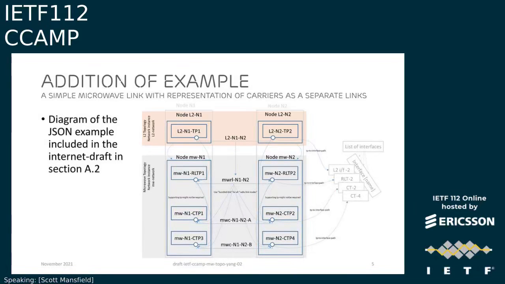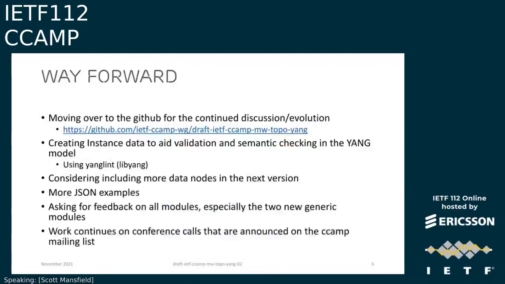So this is an ASCII art picture that's in the draft that shows what we've done. We have a couple of nodes and a couple of RLTPs and some CTPs, and you'll see the instance diagrams and the instance information in JSON in the draft, in A.2. I wanted to provide that just to show that, and we can use it for regression testing and also to test our use cases and such.